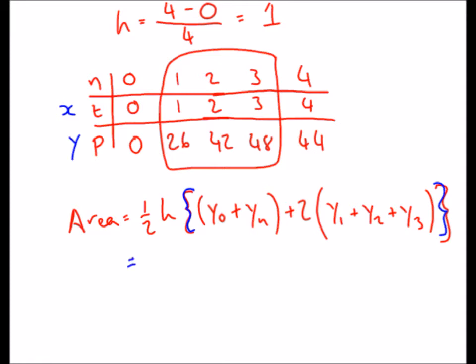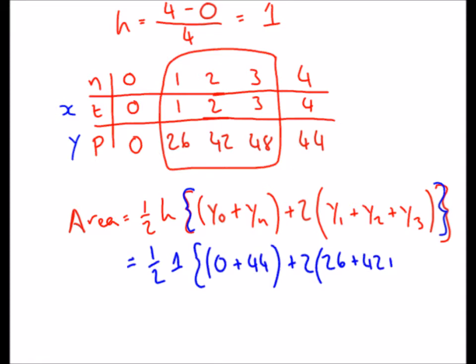Now I can substitute numbers in. We've got a half. H, because we're going up in steps of 1, is going to be 1. And then my y0 is 0. My yn is 44. Plus 2 lots of my middle numbers, so 26 plus 42 plus 48. And now I just type this into my calculator. And when I do that, I get 138.